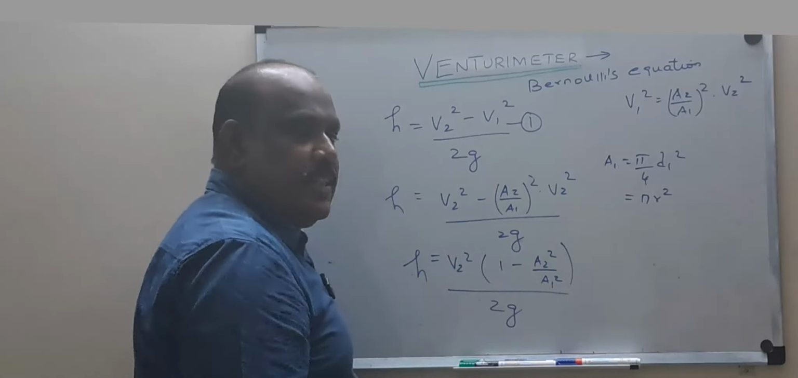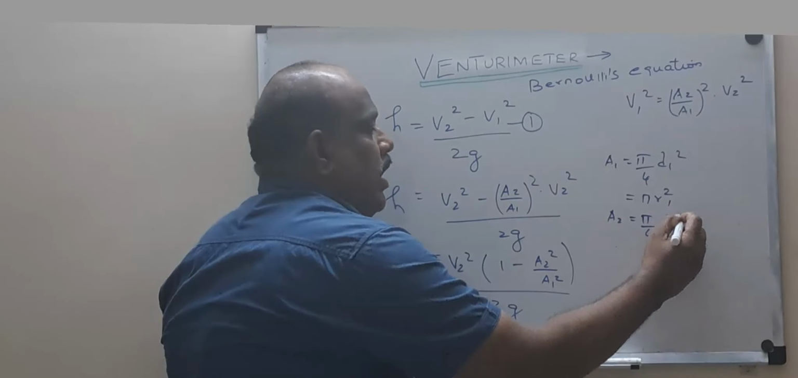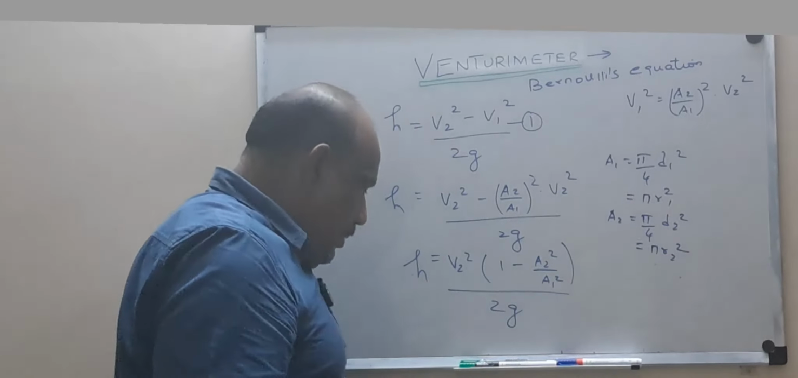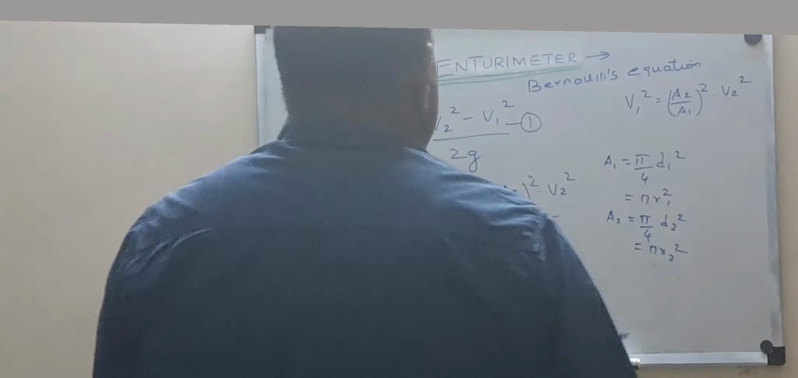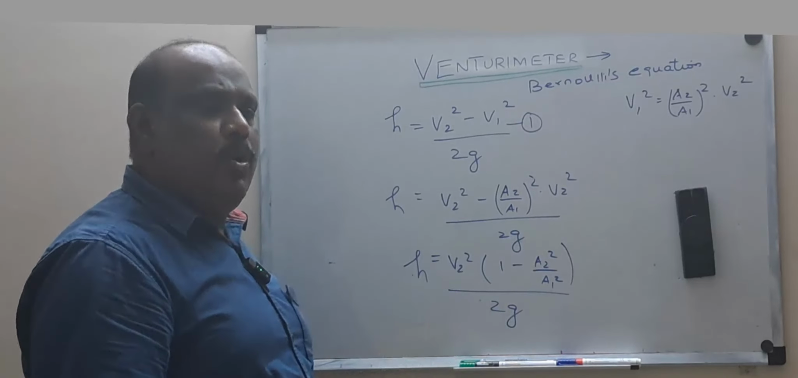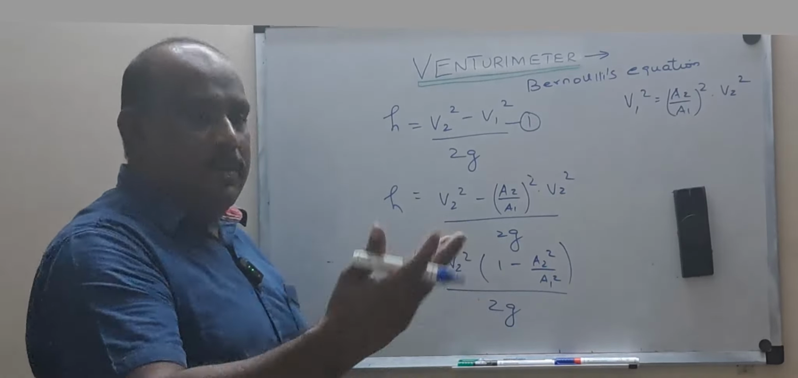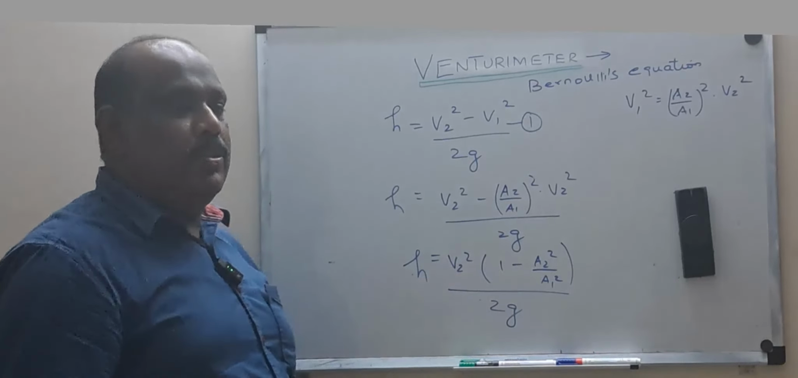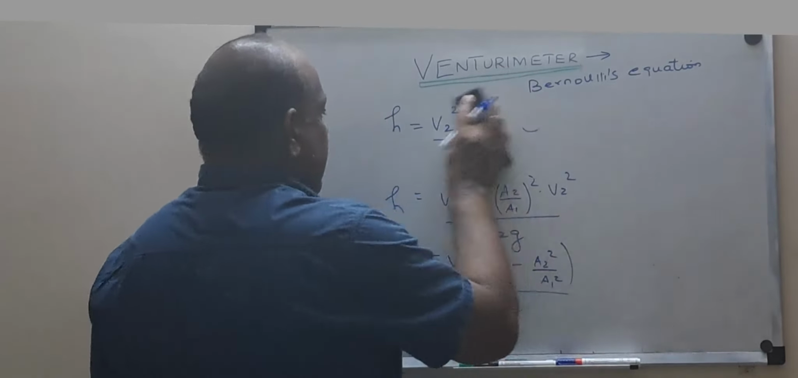Similarly, A2 will be equal to pi by 4 D2 squared, where D2 is the diameter of the throat, or pi R2 squared. Okay, fine. Let these be the diameters. So you know A2, A1. Whether you know G, Tarni? Yes. Which one you don't know? V2. Whether we can measure V2? No, we can't. So I want to change V2 into some other terms, because I know H, I know A2, A1. For that only we are further moving on.